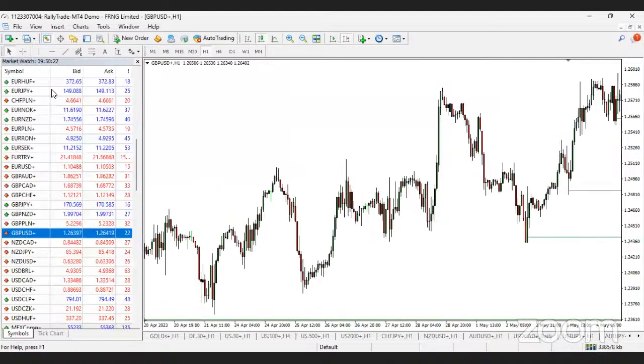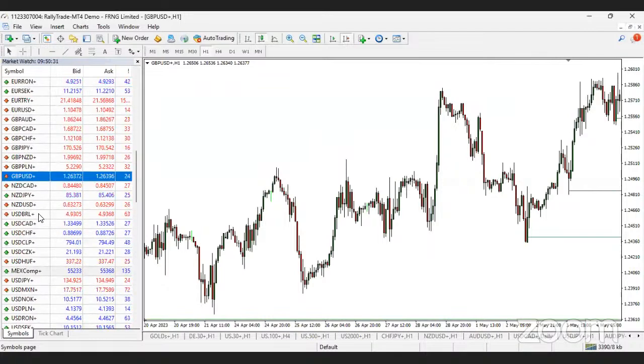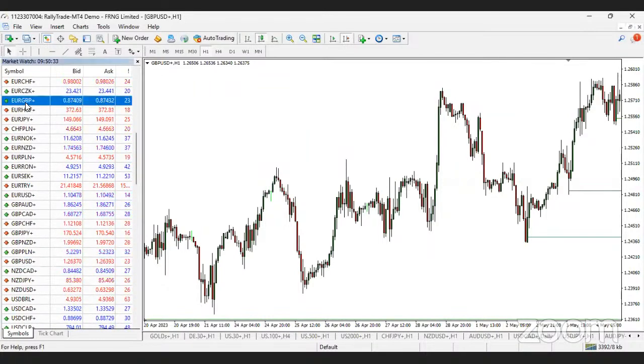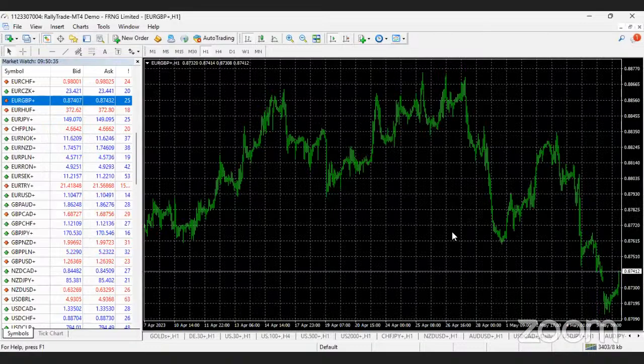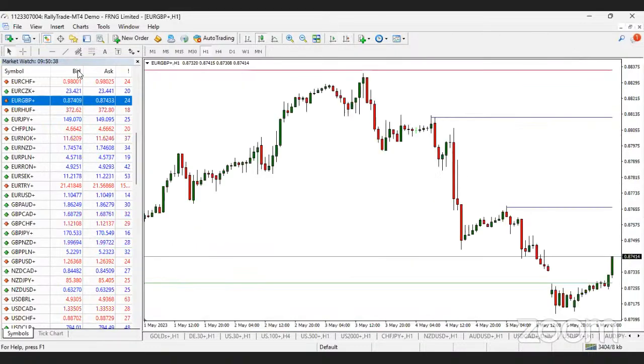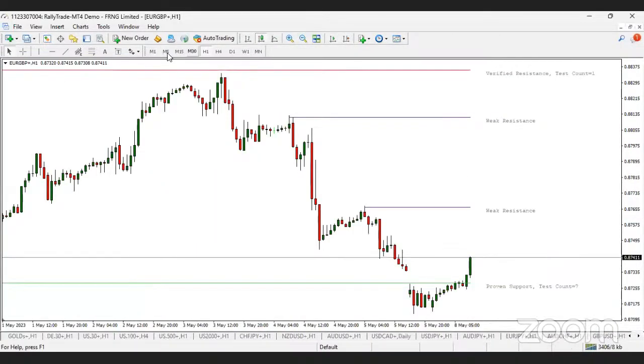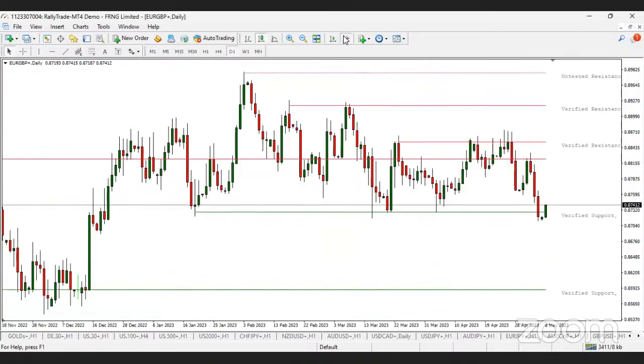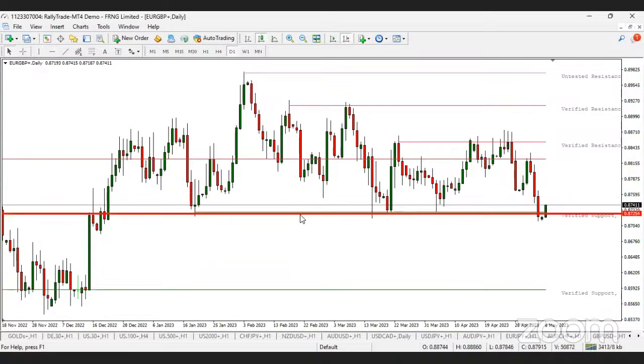Let's quickly go over Euro British pound. Let's start with top-down analysis. I am on the Euro British pound daily time frame, which is presently at horizontal support. What is one of the reasons to enter a buy at horizontal support? A green candle after a red candle.